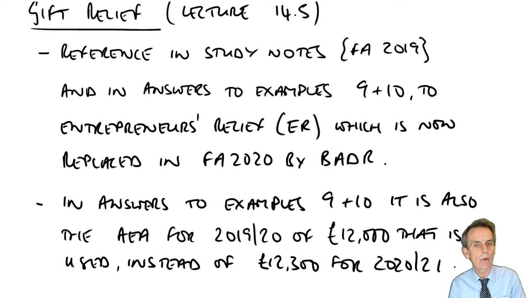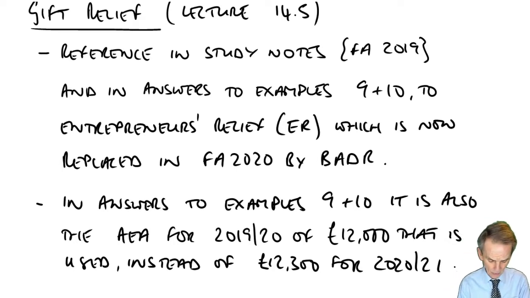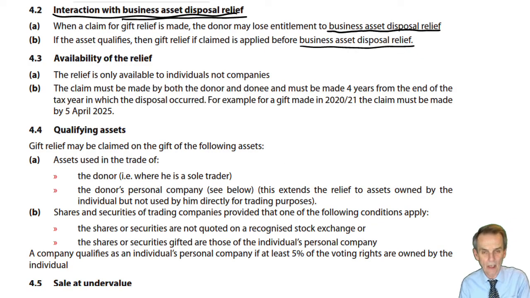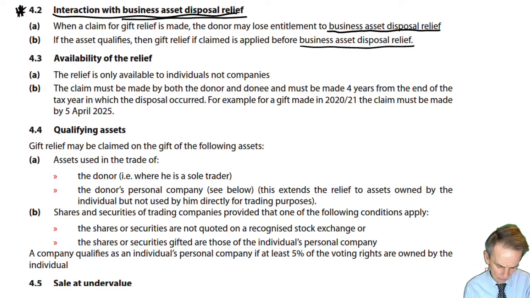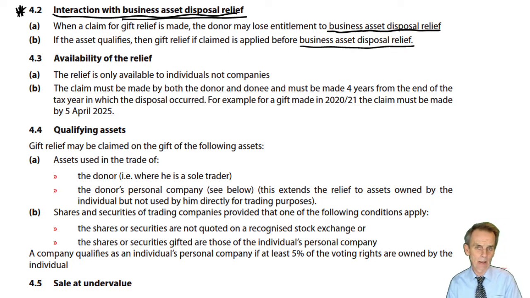That is, the reference in the lecture is to entrepreneurs' relief, whereas now we have it as business asset disposal relief. And that's going to be seen both within the notes themselves that we'll look at now, where in section 4.2, after the introduction to gift relief, telling you basically how it works and the circumstances in which it would be available, we talk about an interaction with business asset disposal relief. In the lecture, it'll be an interaction with entrepreneurs' relief, but it's exactly the same. It's the same situation as we saw with rollover.